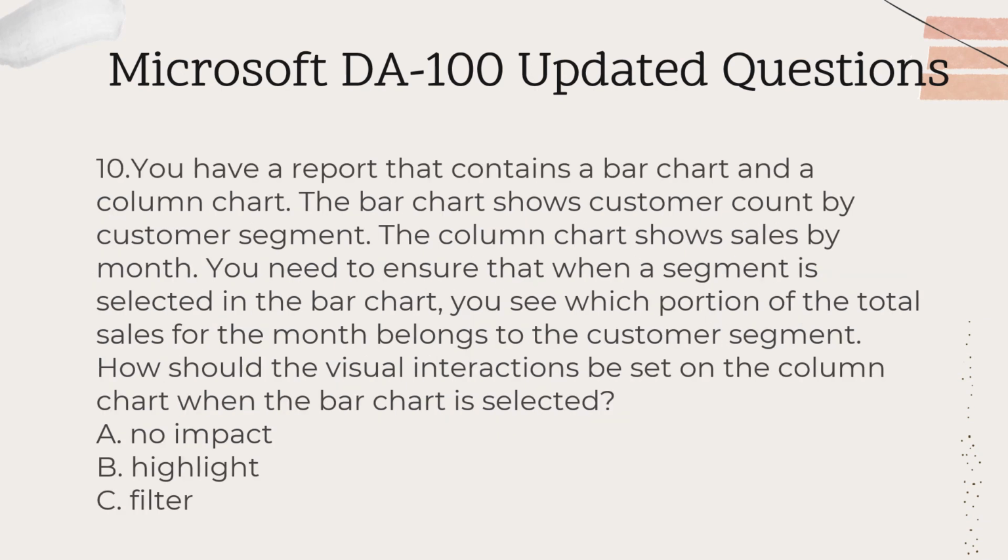10. You have a report that contains a bar chart and a column chart. The bar chart shows customer count by customer segment. The column chart shows sales by month. You need to ensure that when a segment is selected in the bar chart, you see which portion of the total sales for the month belongs to the customer segment. How should the visual interactions be set on the column chart when the bar chart is selected? A. No impact. B. Highlight. C. Filter.